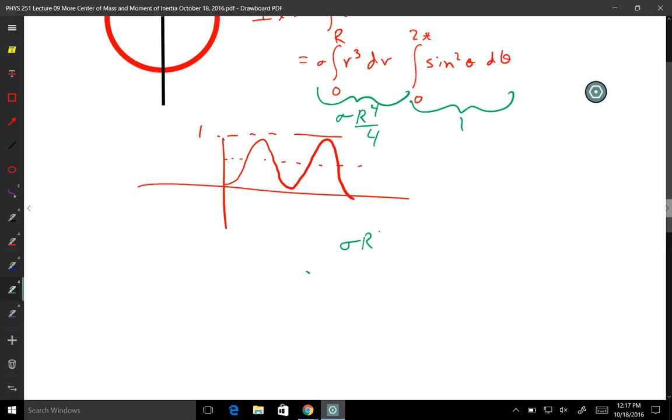Sigma. It turns out I did that wrong. I did it wrong because the limits are 0 to 2 pi. It was 2 pi on this and 1/2 for the vertical. So 1/2 times 2 pi is pi. Is that what you just said? Yeah.